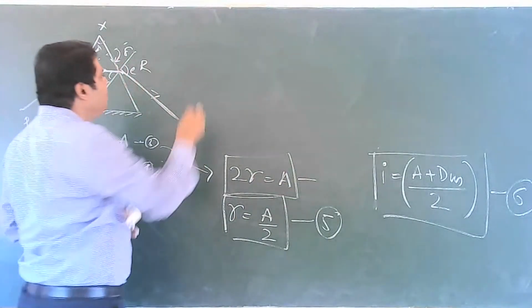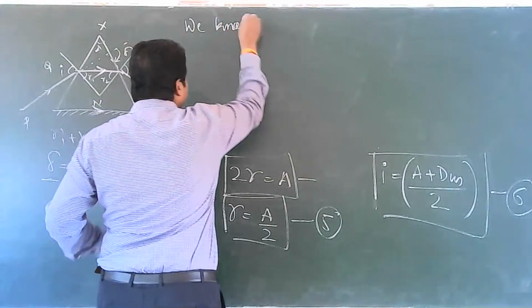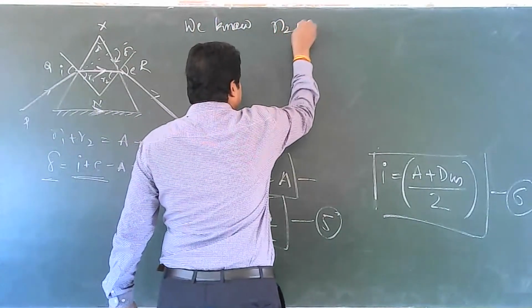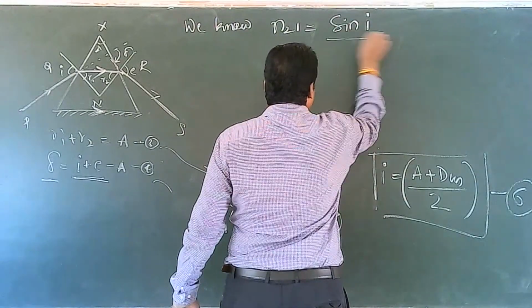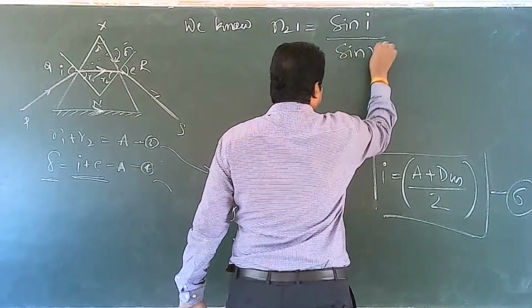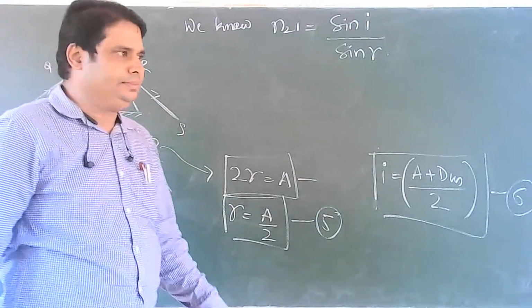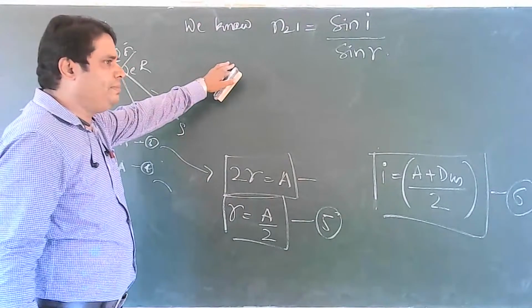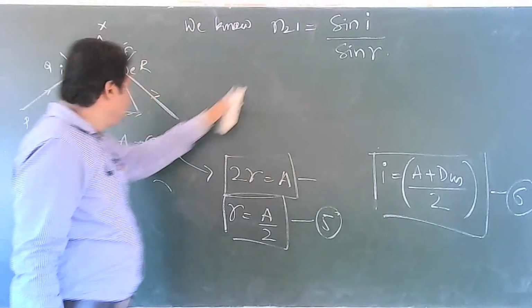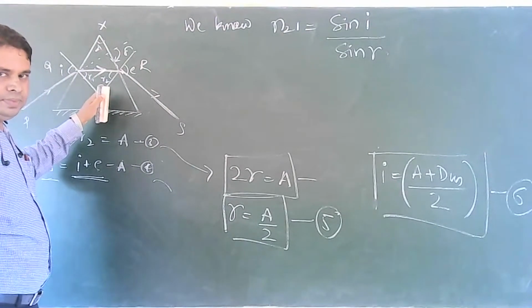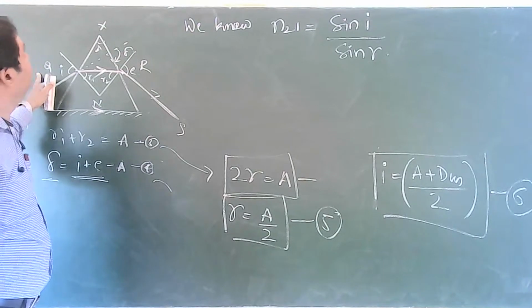Without wasting time, let me write. We know n21 is equal to sin I by sin R. Snell's law. n21 is equal to sin I by sin R, where n2 is the refractive index of the prism and n1 is the refractive index of air.